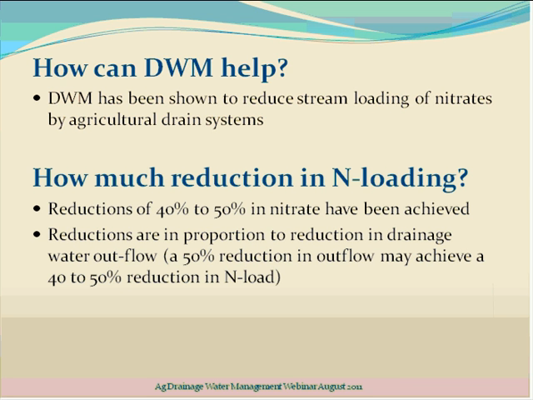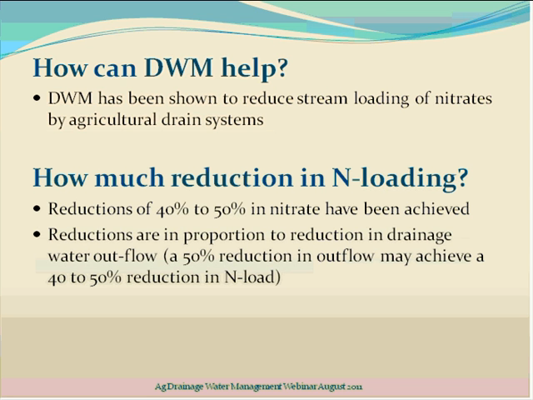And how can DWM help? It's been shown to reduce the stream loading of nitrates by agricultural drainage systems. And the amount of loading that is reduced is in the range of 40 to 50% in test trials. And the reductions are in proportion to the reduction in drainage water that comes out the outflow.